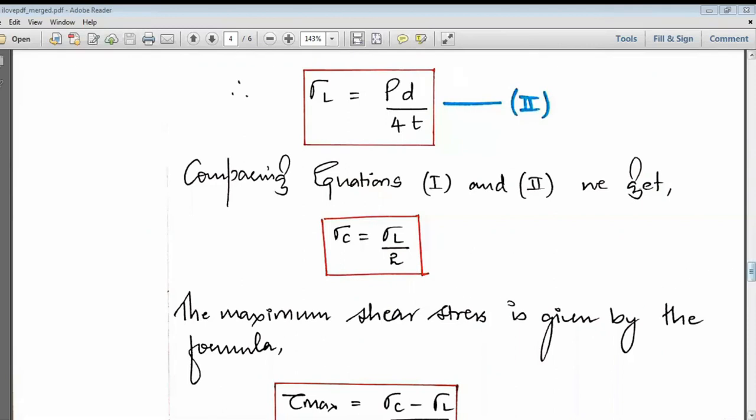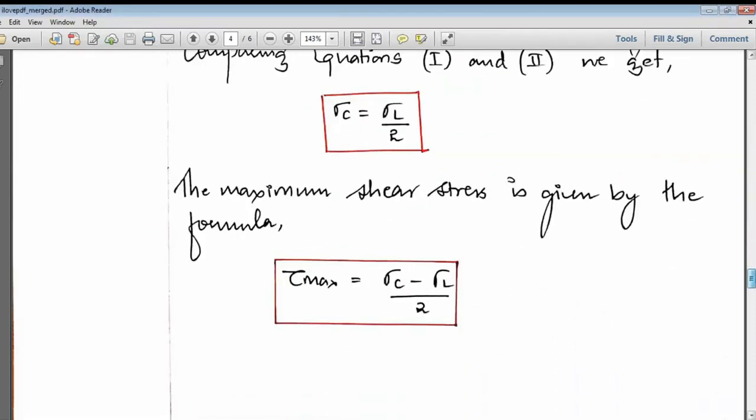Right? So the maximum shear stress is given by the formula sigma c minus sigma L divided by 2. This is also important because we require the calculation of shear stress. So it is given by sigma c minus sigma L divided by 2.